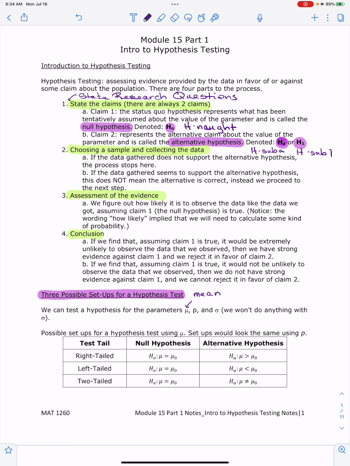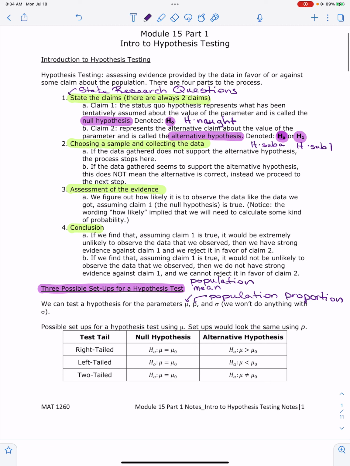Remember, mu is our population mean. Let me stick that up here. P is our population proportion. Sigma would be our population standard deviation. Okay. We are going to test to see how far away a value is from our null hypothesis, basically our stated mean or our status quo proportion.